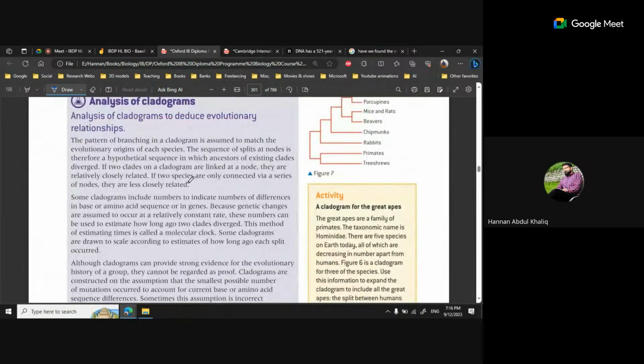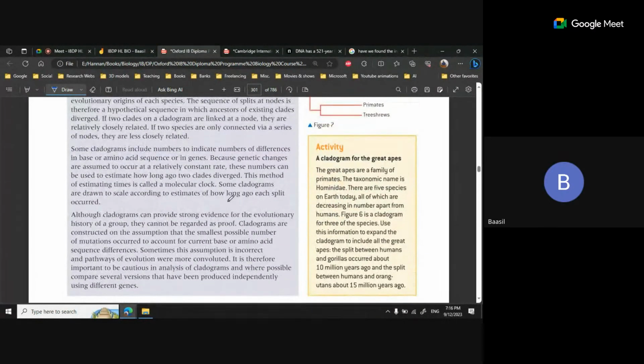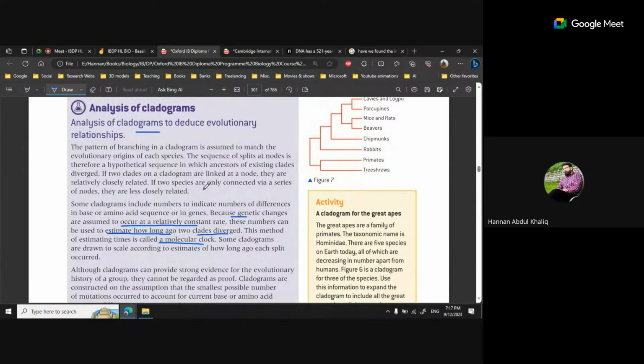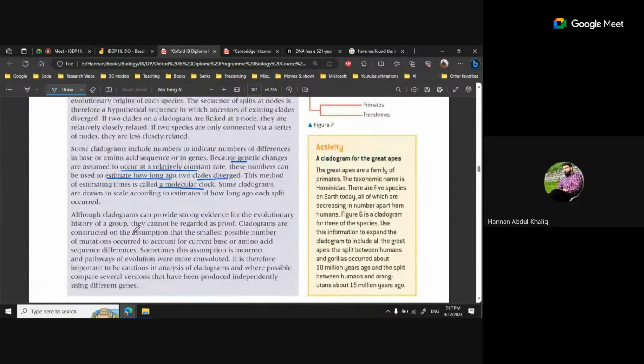Okay, analysis of a cladogram. Analysis to deduce evolution, which I have been explaining lately, is based on mitochondrial DNA and proteomics. Because genetic changes are assumed to occur at a relatively constant rate, these numbers can be used to estimate how long ago two clades diverged. It is called a molecular clock. So remember, only if we know the molecular clock would we be able to say how long ago they got separated. If we don't have a molecular clock, we would not be able to understand how long they have been living as separate species.